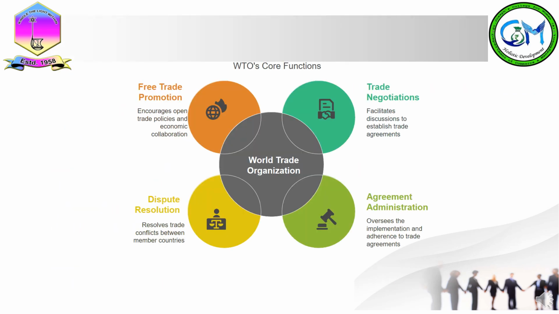These are the core key points, or key characteristics, of the WTO. Free trade promotion: the WTO encourages open trade policies and economic collaboration. Trade negotiations: it facilitates discussions to establish trade agreements. Agreement administration: it oversees the implementation of and adherence to the trade agreements. Dispute resolution: it resolves trade conflicts between member countries. So these are free trade promotion, trade negotiations, agreement administration, and dispute resolution.